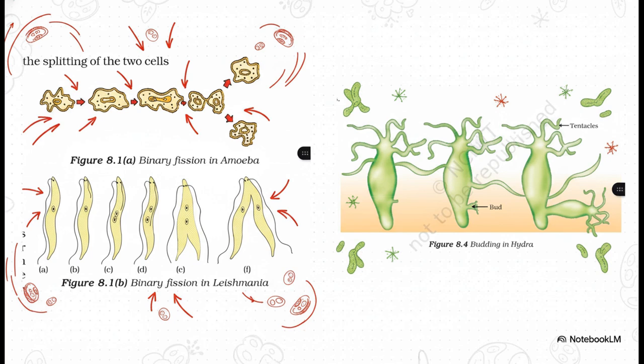Look at the amoeba and the Leishmania parasite. They are literally splitting entirely in half. That's binary fission. Then check out the hydra. It uses a method called budding, where a tiny exact clone of the parent organism just grows right out of its side before popping off to live its own life.